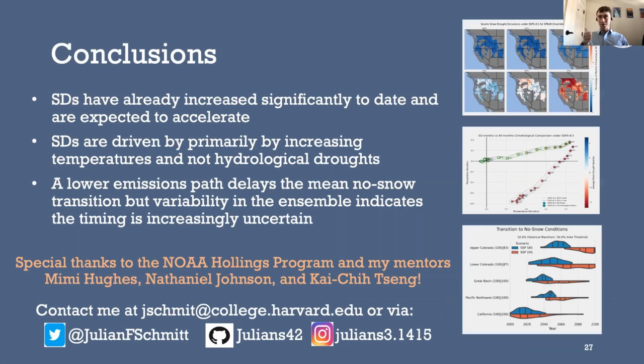And then my conclusion slide. We found that snow droughts have already increased significantly to date. They're expected to really accelerate in the coming decades. They're driven primarily by increasing temperatures and not hydrological droughts. And finally, a lower emission path will likely delay a no snow transition, but the ensemble variability indicates that this timing is increasingly uncertain.